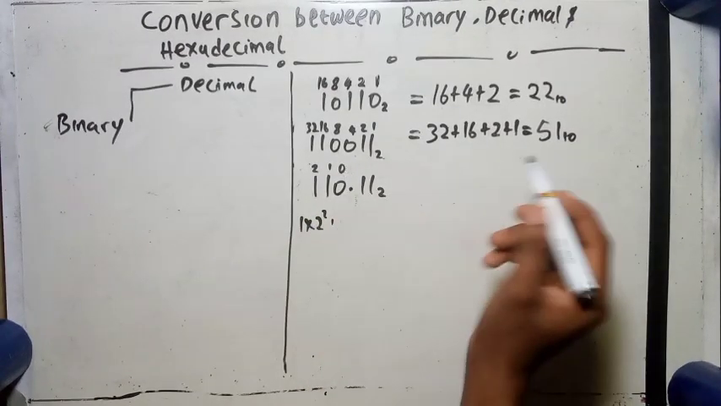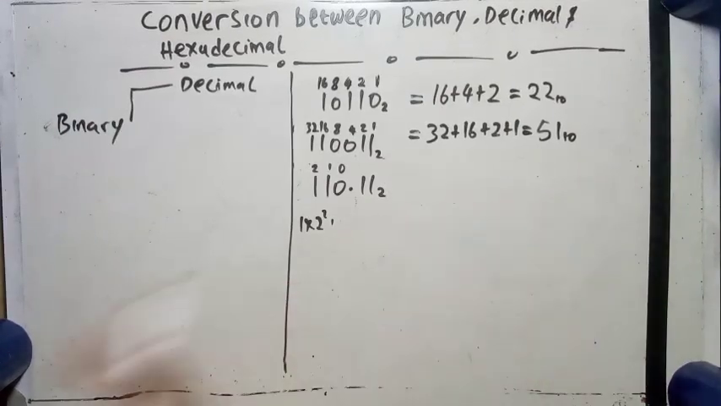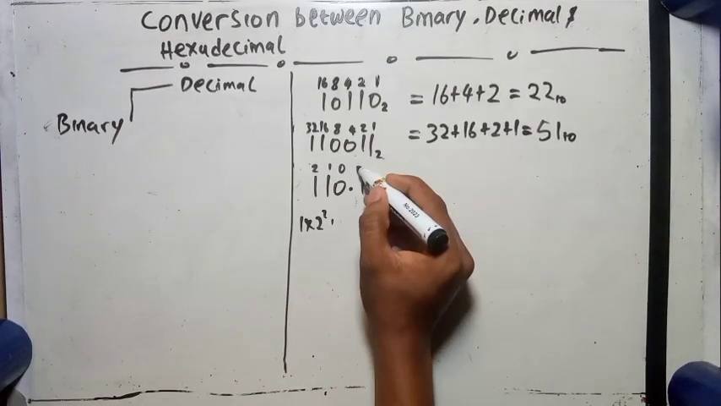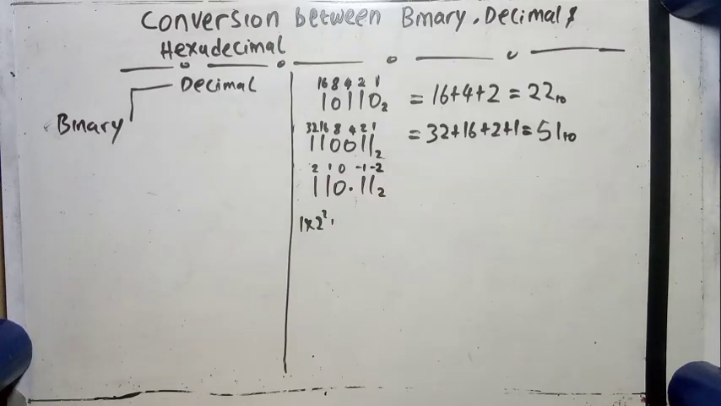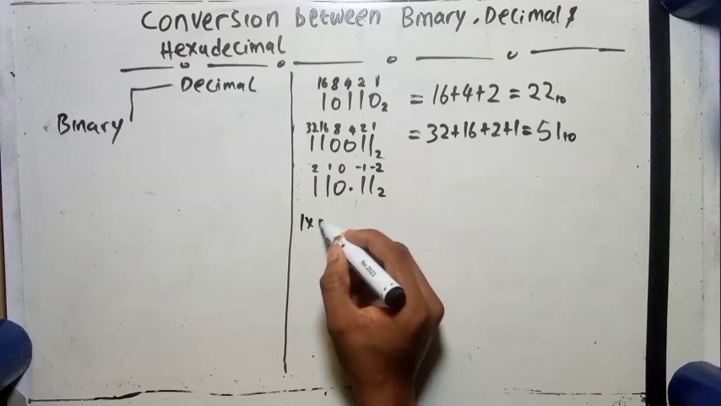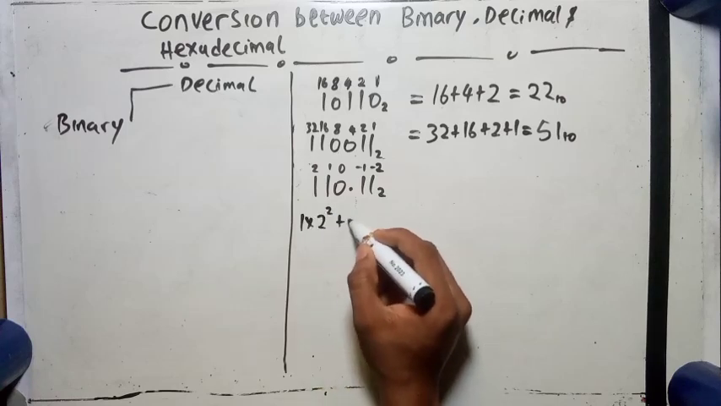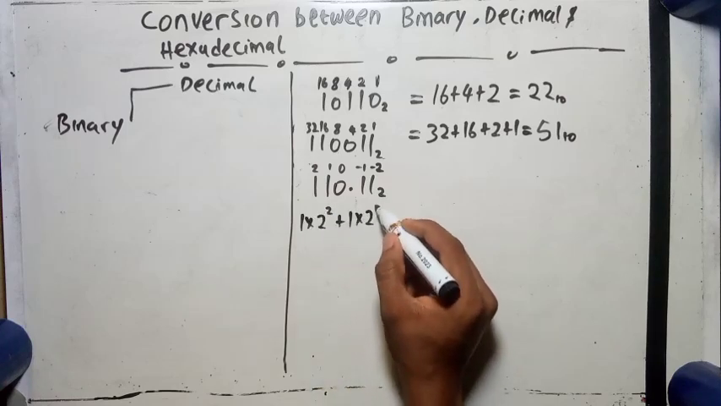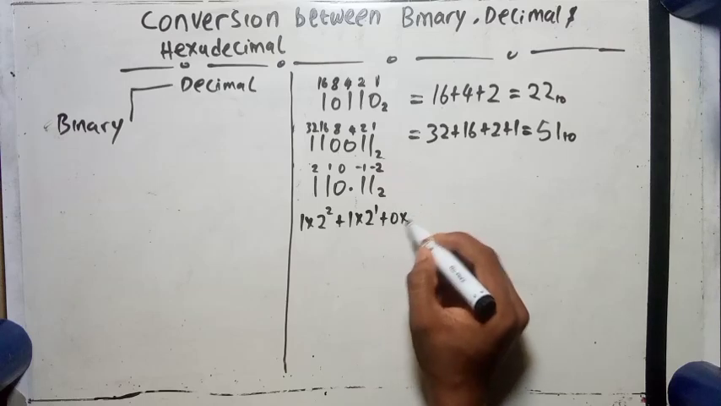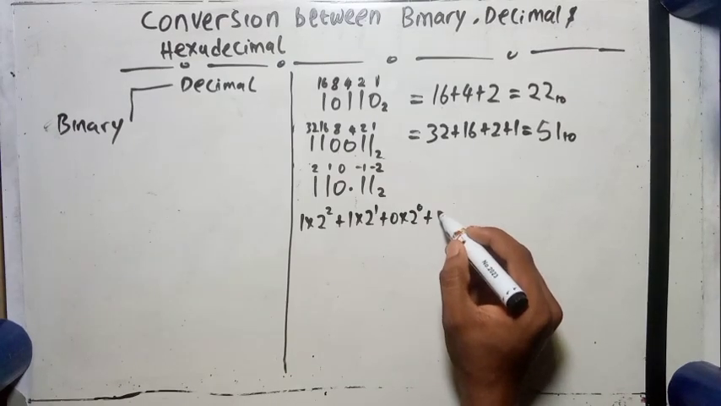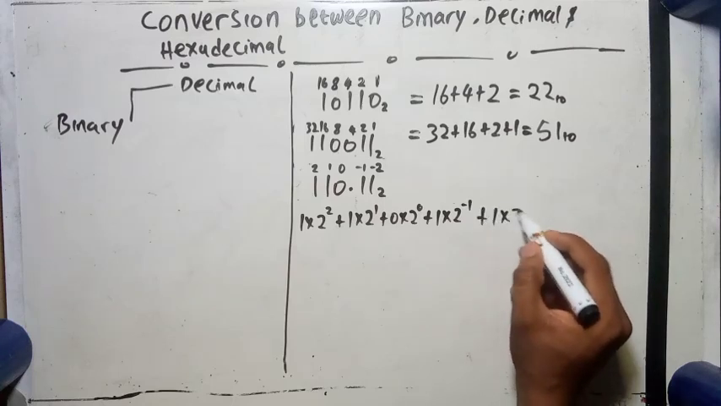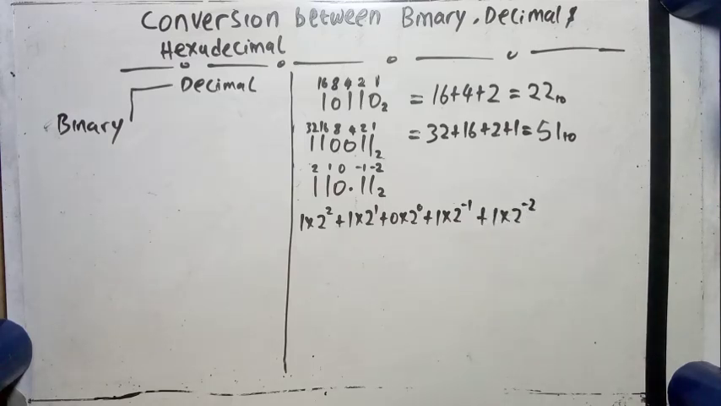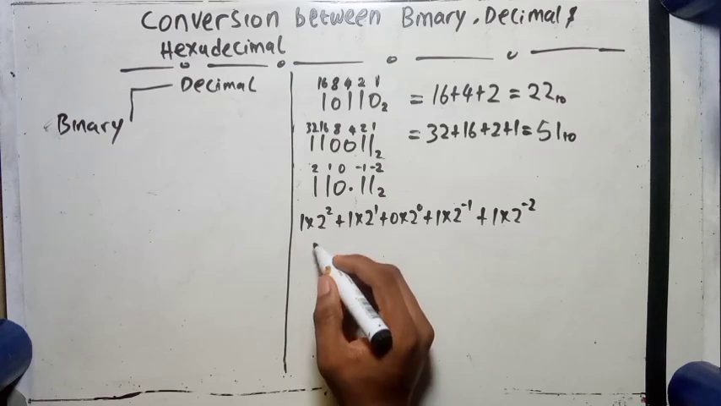So after our 0, the next one, if you're moving to the right of the decimal point, you're going to be having what? Minus 1. Here it's going to be what? Minus 2. Okay? So we continue. This is now going to be 1 times 2 raised to the power 2 plus 1 times 2 raised to the power 1 plus 0 times 2 raised to the power 0 plus 1 times 2 raised to the power minus 1 plus 1 times 2 raised to the power what? Minus 2.